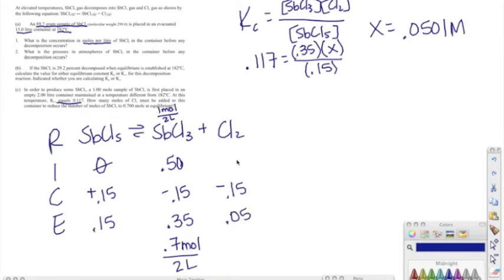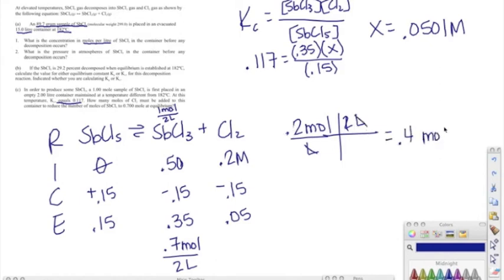And so to get back to the amount that we have to add, 0.05 plus 0.15 gives us 0.2 molar. Well, the question didn't ask what concentration. The question asked how many moles of Cl2 must be added. So we just have to convert this molarity back to moles. If we have 0.2 moles per liter and a container that is 2 liters, the liters cancel. 0.2 times 2 gives us 0.4 moles Cl2, and then you would put something like 'must be added.'